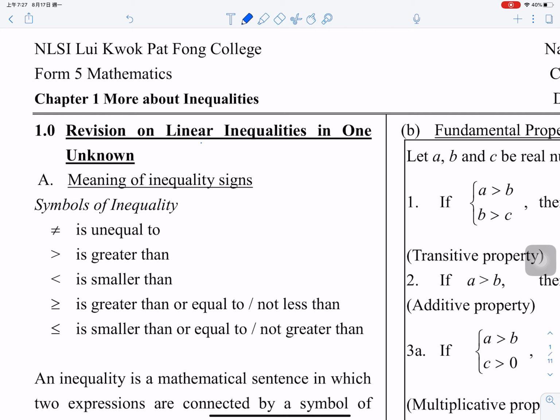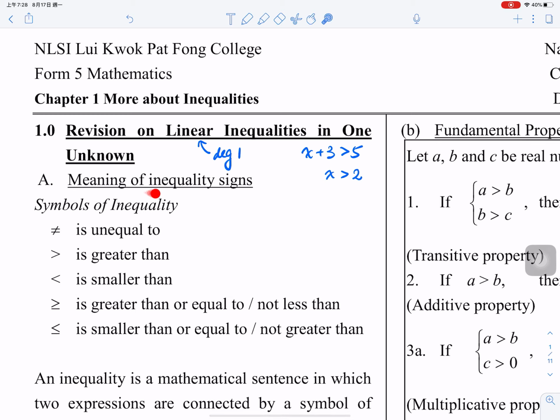What is meant by linear inequalities? That means in degree 1. For example, x plus 3 greater than 5, then you know that x greater than 2, right? So this one is degree 1, so it is a linear inequality in one unknown. And later on in this chapter, we'll talk about degree 2, okay? So let's have some revision first.